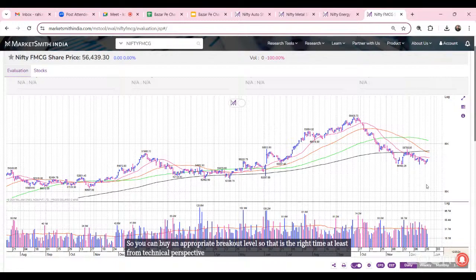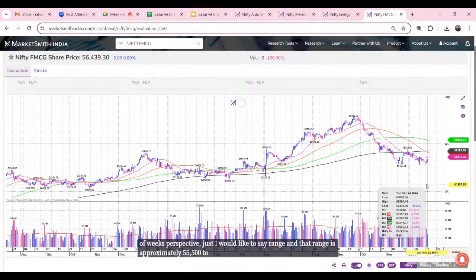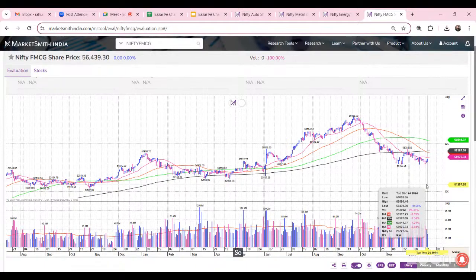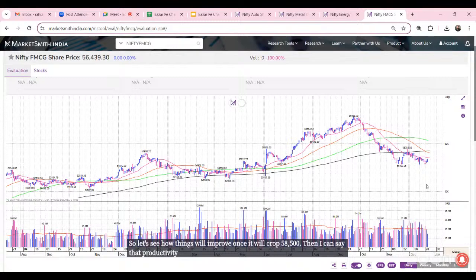So just keep watching this stock. From the next couple of weeks perspective, I would like to say the range is approximately 55,500 to 58,500 kind of zone. So let's see how things will improve once it crosses 58,500. Then I can say that positivity is returning to this particular index. Otherwise, it will remain trading sideways only.